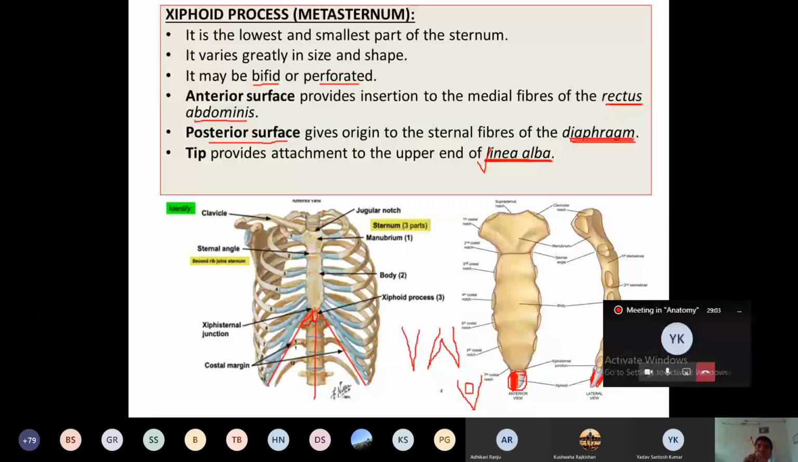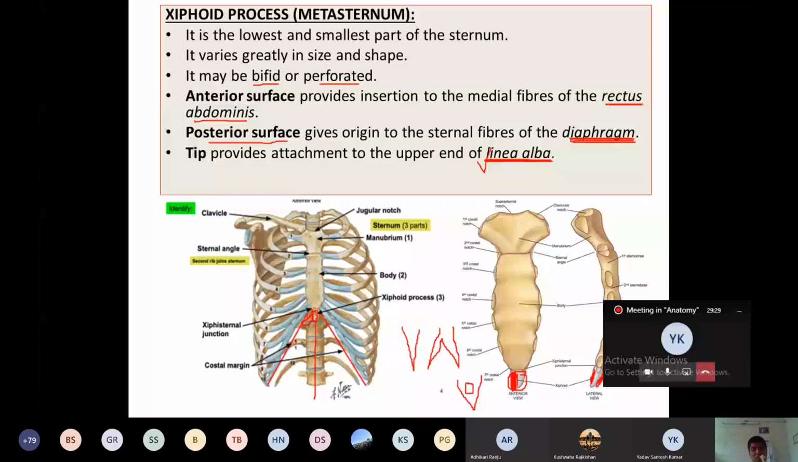Fifth. Which will come? Fifth rib. Very good. This is the facet for the fifth rib, this is the facet for the sixth rib, and this is the facet for the seventh rib. The seventh rib will articulate here at the junction between the body of the sternum and the xiphoid process. This joint is known as the xiphisternal joint. So here there will be articulation of the seventh rib.